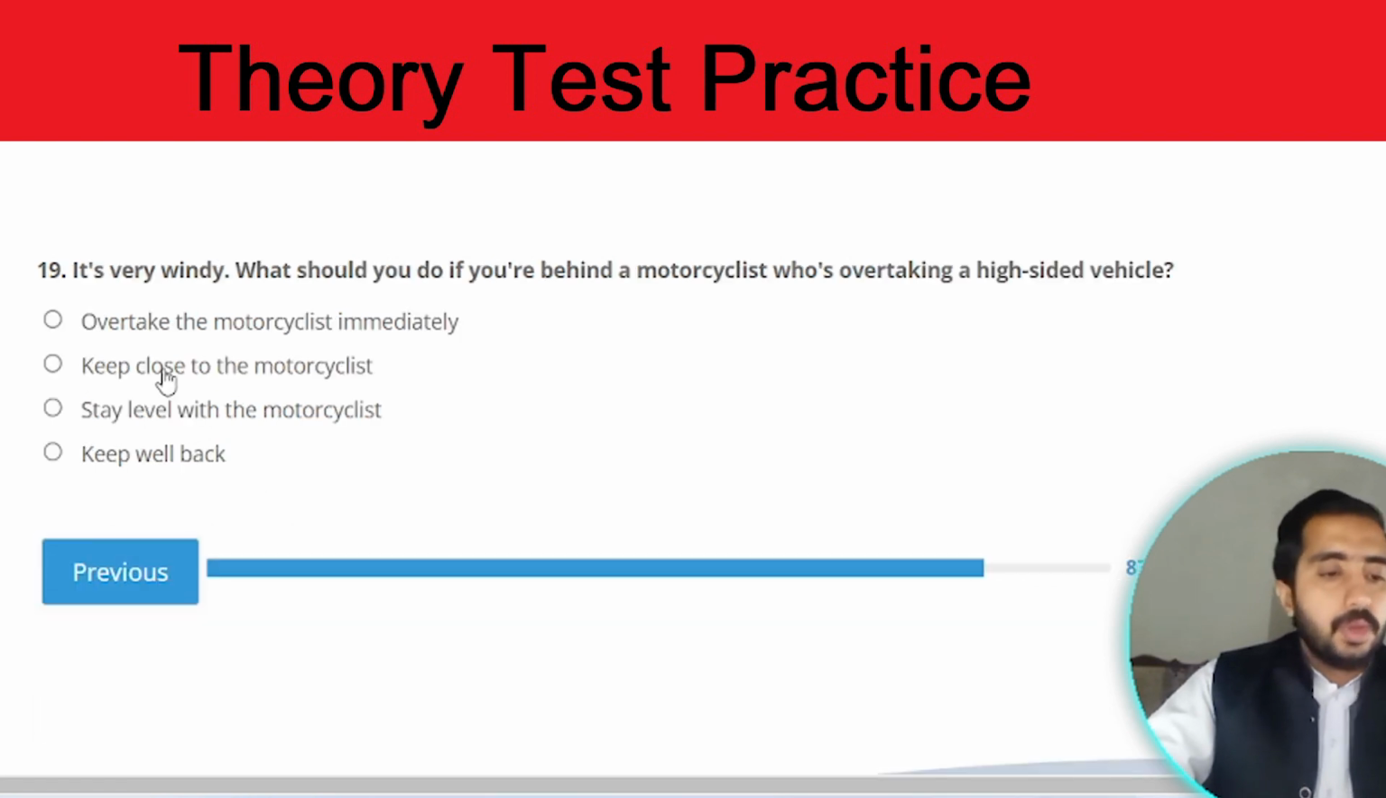Next. The weather is very windy. What should you do if you are behind a motorcyclist who is overtaking a high-sided vehicle? You need to keep well back.